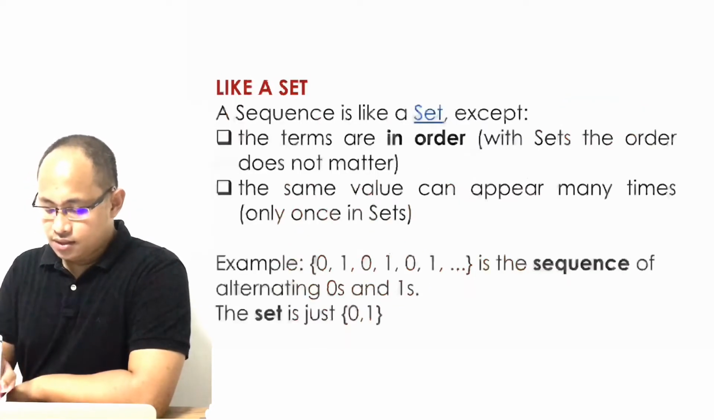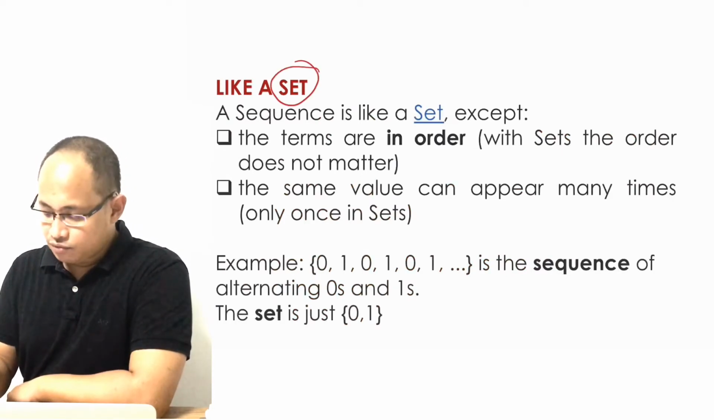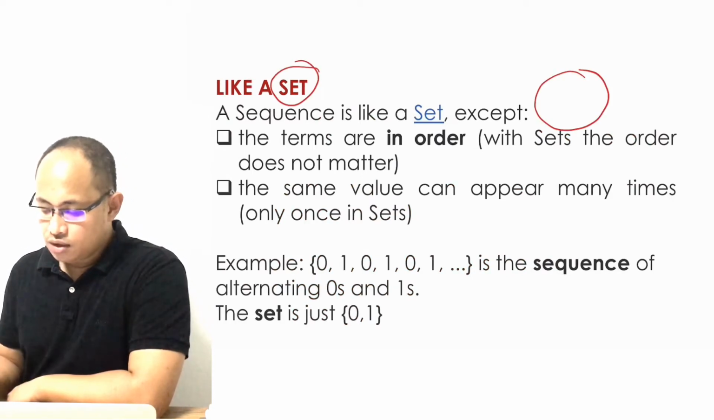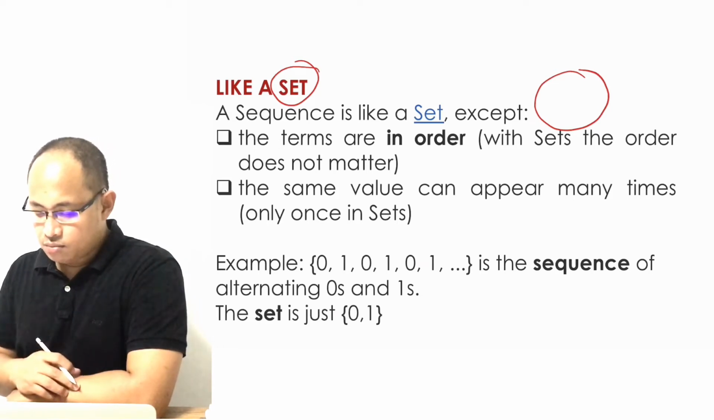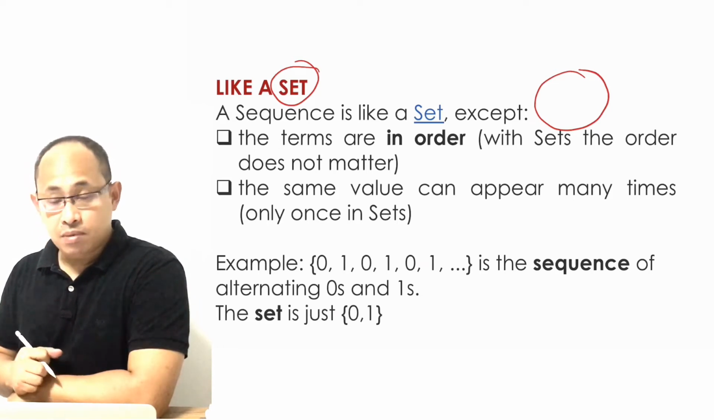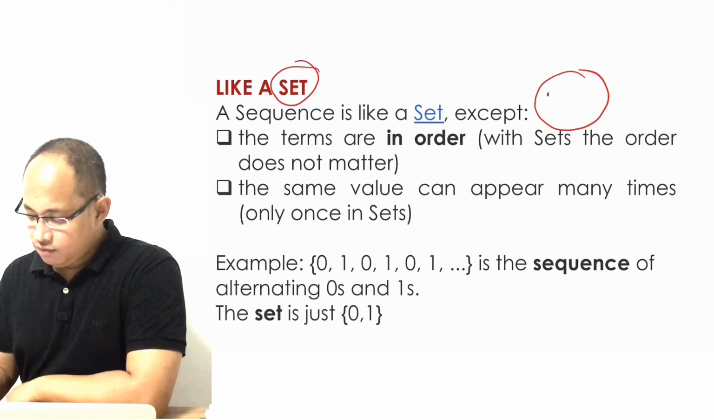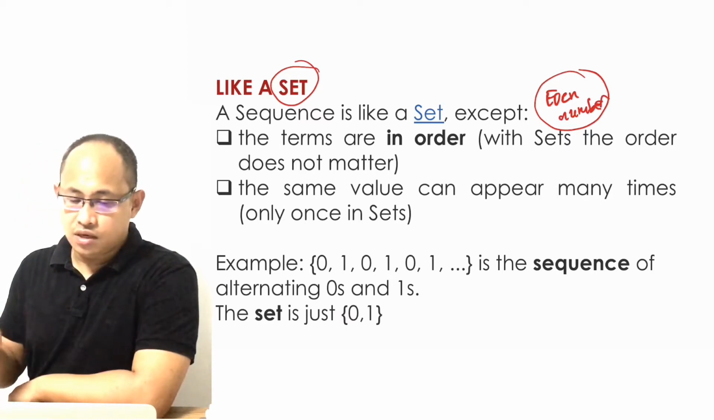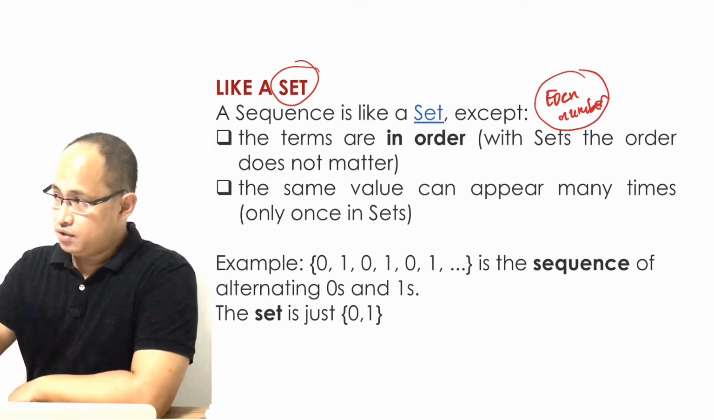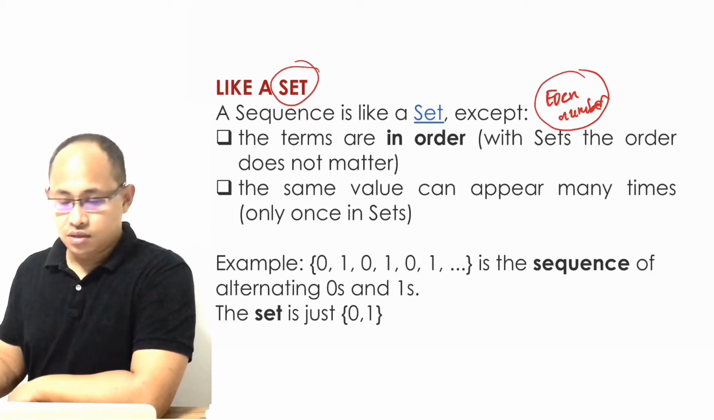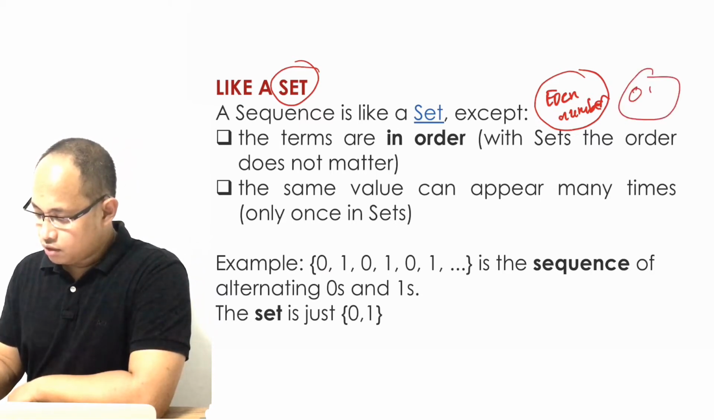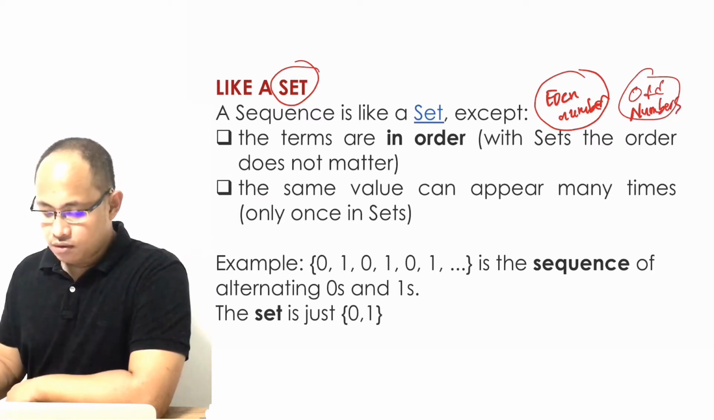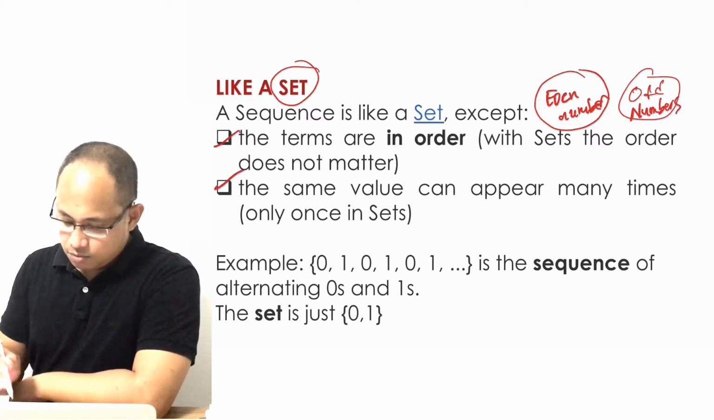Next, the third one is like a set. You know what a set is, right? For example, you put them into a circle. In sets, the order of terms does not matter. For example, even numbers. You put a number inside as long as it is even. So whether it is arranged or not, as long as it is even. You put another circle here, you put odd numbers. Okay, remember these two things.